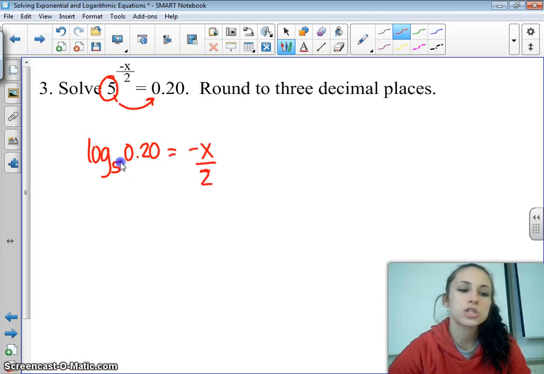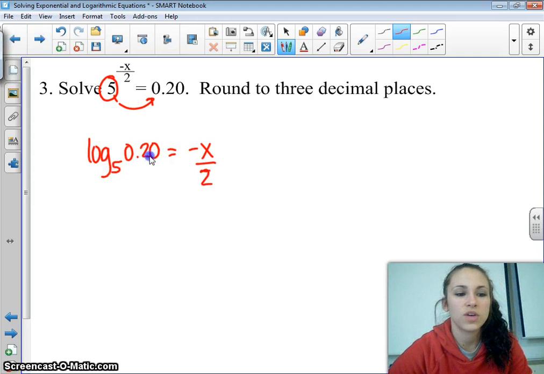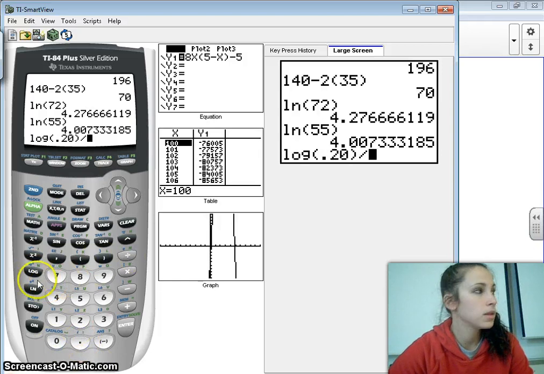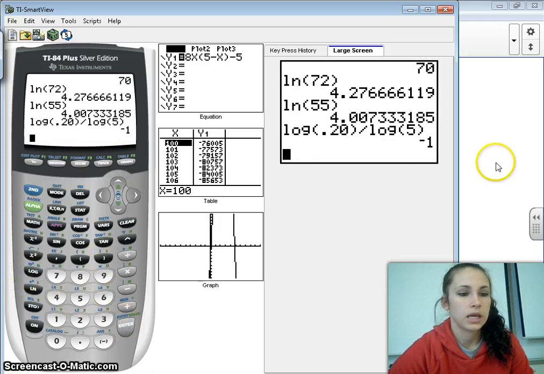Now, to solve this, I need to know what log base 5 of 0.20 is. And so I'm going to do log tall divided by log small. So log of 0.20 divided by the log of 5 is going to give me negative 1.